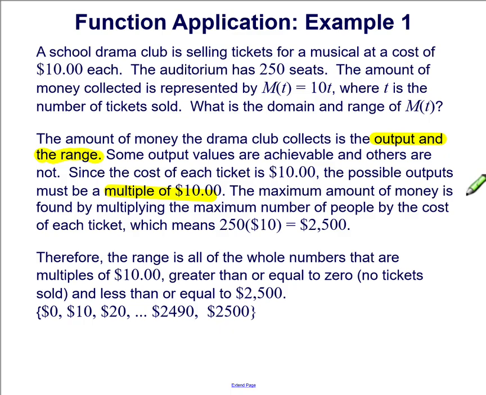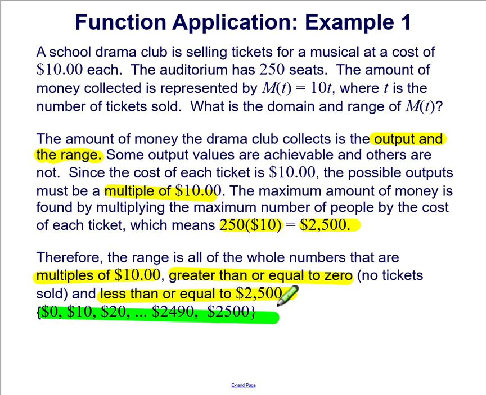The maximum amount of money is found by multiplying the maximum number of people by the cost of each ticket, which means that if I take 250 people multiplied by $10, the maximum amount of money is $2,500. Therefore, the range is all the whole numbers that are multiples of 10 greater than or equal to 0, meaning no tickets are sold, but at the same time less than or equal to 2,500. So the range is the set of numbers starting at $0 and going out to $2,500.